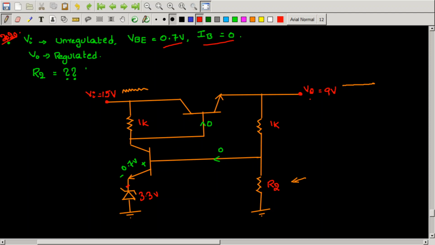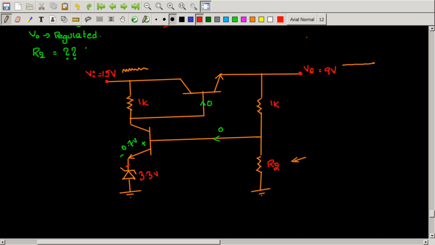Because it is given that the output is regulated, we can assume that the zener is in the reverse bias breakdown region. Otherwise you can't get a regulated voltage at the output. So let me replace this zener with a voltage source of value 3.3 volts. Let me erase all this stuff.